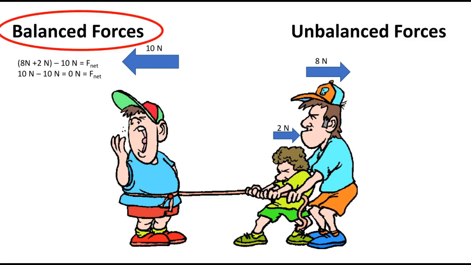Now let's look just a little bit closer. 8 newtons and 2 newtons for the two guys together on one side. We know that that gives us 10 newtons. So when we subtract 10 from 10, we find that the net force is 0 newtons, meaning that there is no net force in this scenario, and these guys aren't going anywhere.